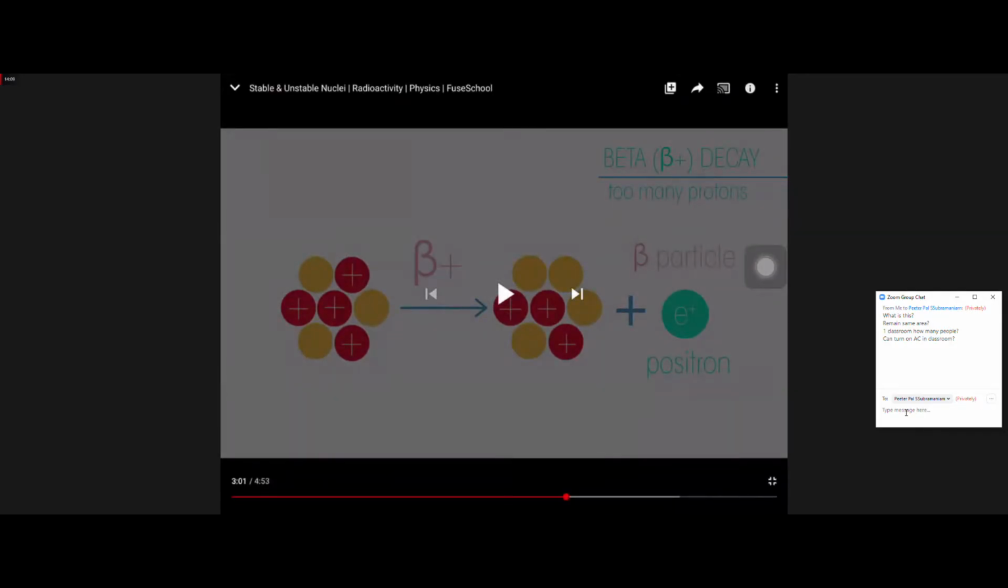As I said earlier, we don't learn the positive beta decay. We only learn the negative beta decay, right?